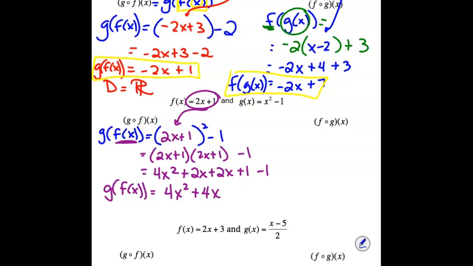All right. Why don't you pause the video and try to do this next one on your own, and then turn it back on when you're ready.